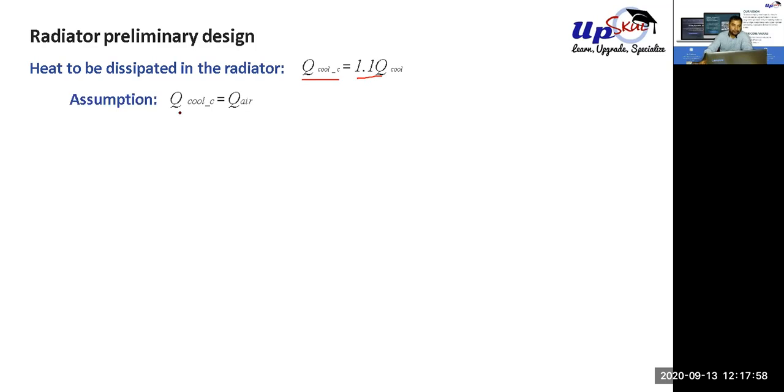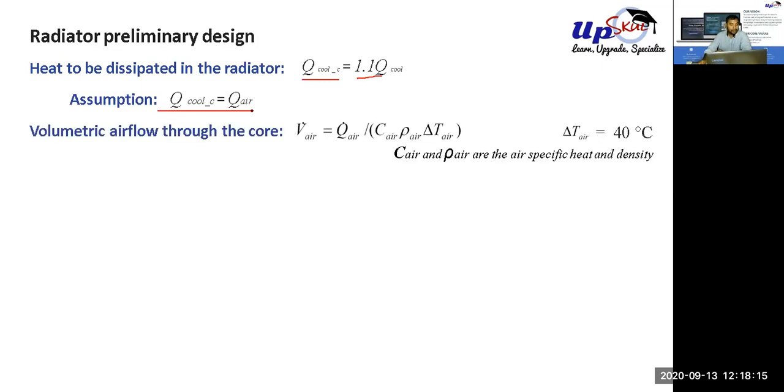Also, we are assuming that the heat being dissipated by the coolant to the radiator is equal to the heat being taken out by the air, which is a pretty good assumption, because the heat is not going anywhere else. Then first we have to calculate the volumetric air flow through the core. This is the radiator core. How much air is passing through there per second or per minute? What is the volume of air that is passing through? That's something we have to calculate.